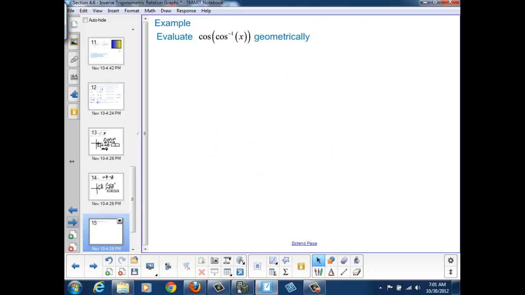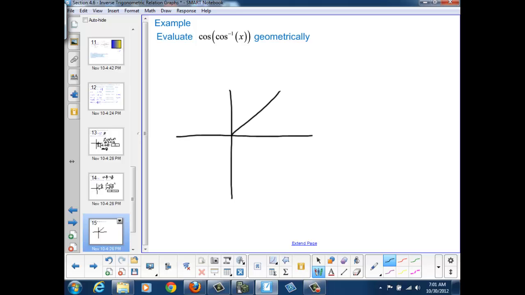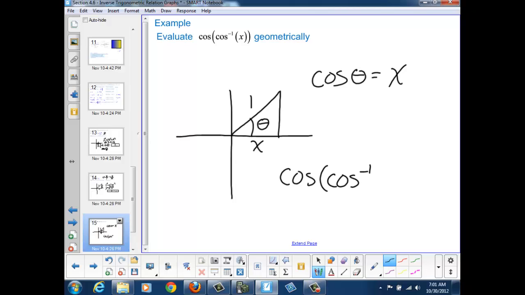Let's look at one more. The cosine of the inverse cosine of x. Again, we'll draw our coordinate plane, label our adjacent to be x and our hypotenuse to be 1, meaning we're looking at this angle. And if I want to find the cosine of that angle, well, it's just going to be x. So the cosine of the inverse cosine of x turns out to be just x.